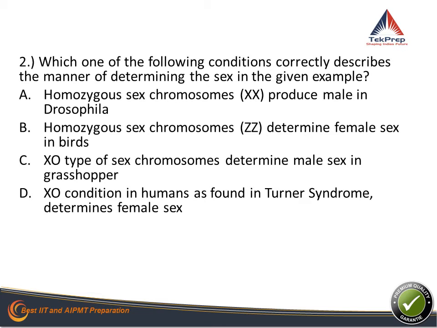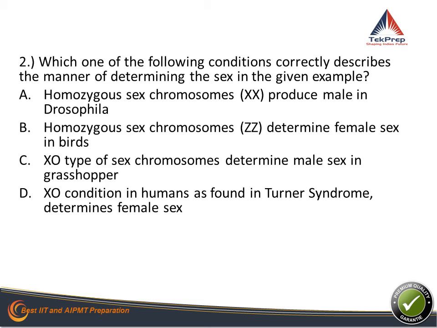Males are the homogametic sex, ZZ, while females are the heterogametic sex, ZW, which means females have ZW and ZZ stands for males. So homozygous sex chromosome ZZ determines female sex in birds is incorrect. So let's see where all this ZW system is also used. The sex of an offspring is determined this way usually in birds, some fish and crustaceans, such as the giant river prawn, and some insects including butterflies and moths, and some reptiles including Komodo dragons.